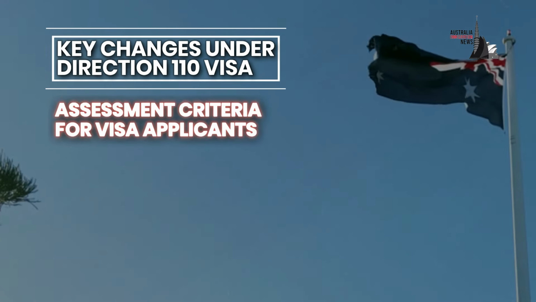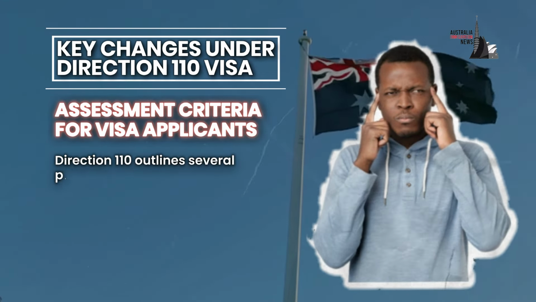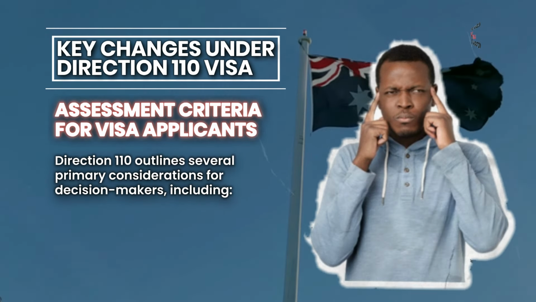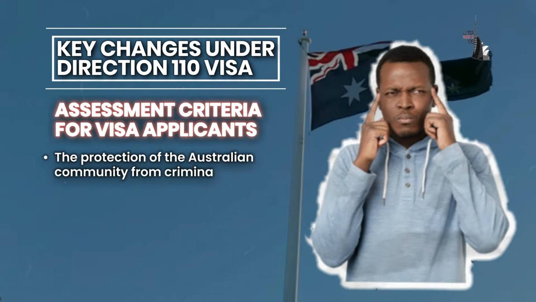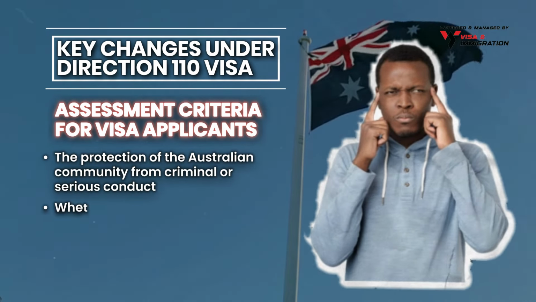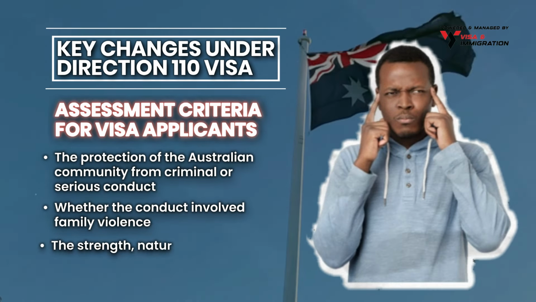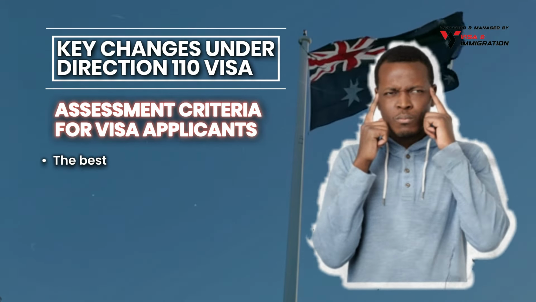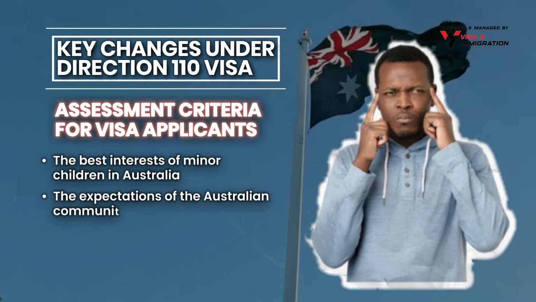Assessment criteria for visa applicants. Direction 110 outlines several primary considerations for decision-makers, including the protection of the Australian community from criminal or serious conduct, whether the conduct involved family violence, the strength, nature, and duration of a person's ties to Australia, the best interests of minor children in Australia, and the expectations of the Australian community.